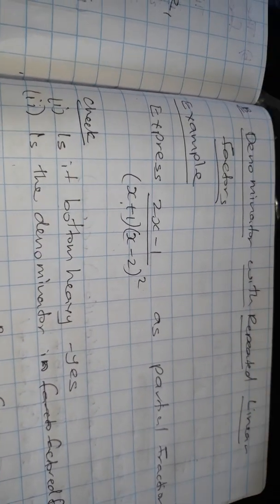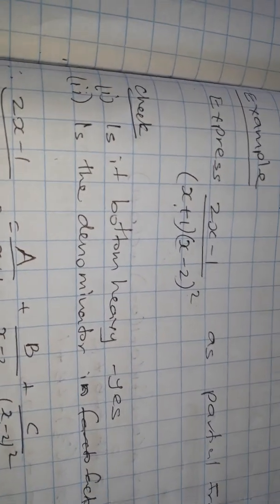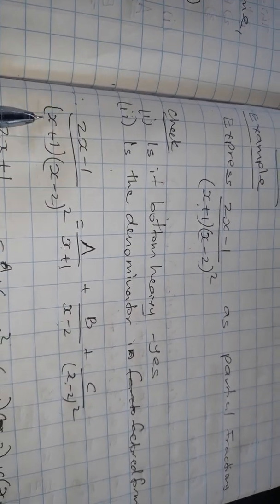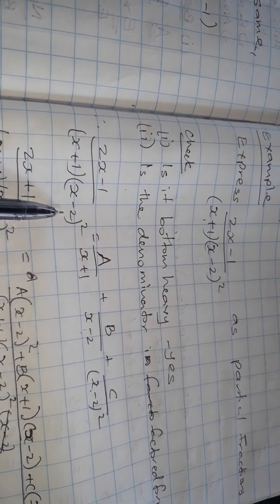the partial fractions. If it is bottom heavy, yes, the highest power is here, power of 3, it is bottom heavy. And then is the denominator given in factored form? Yes, it is given in factored form. In case it is not given in factored form, it will be your duty to change it to a factored form, then only you can work with this. Okay, so 2x minus 1 upon x plus 1 into x minus 2 everything squared.